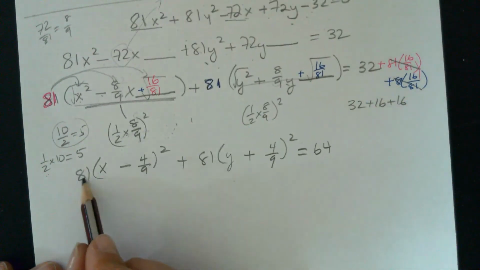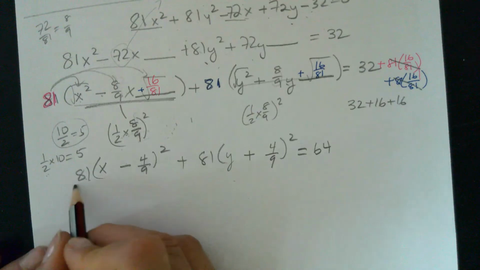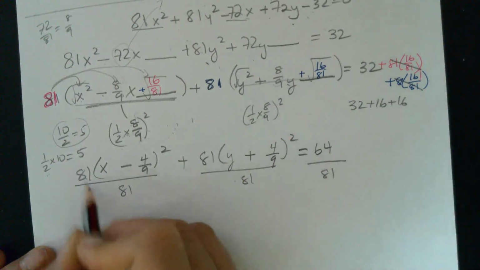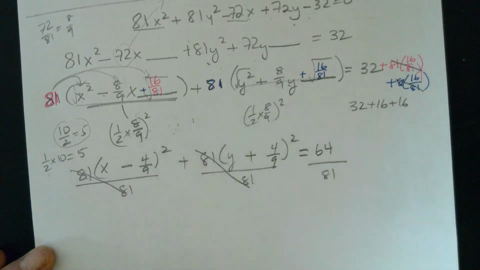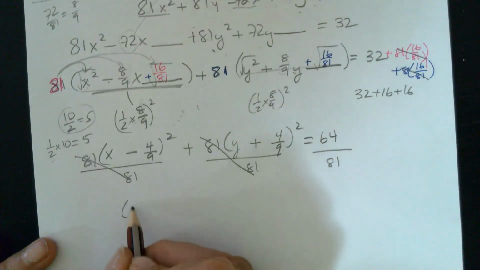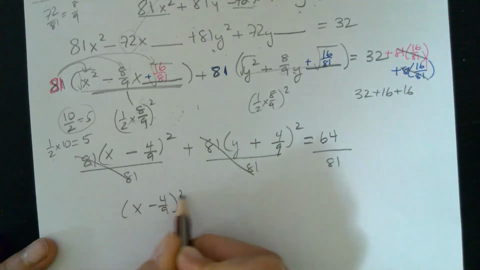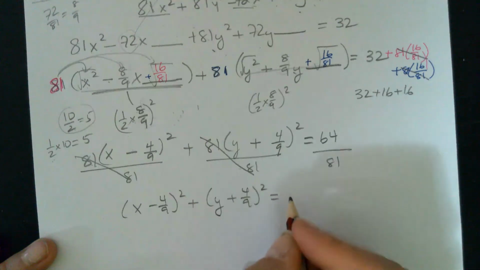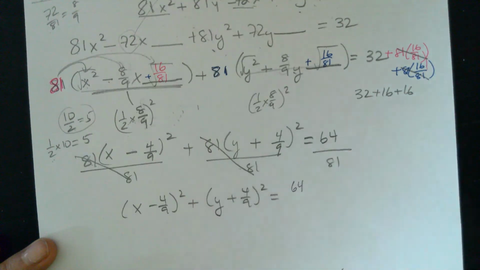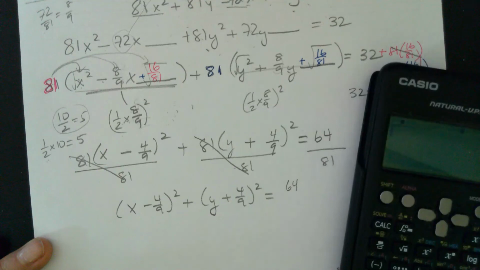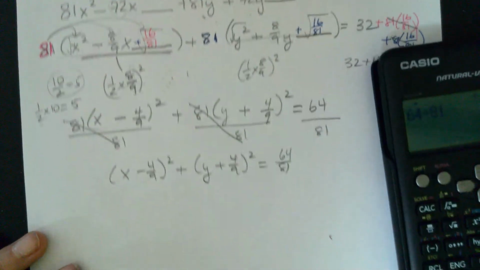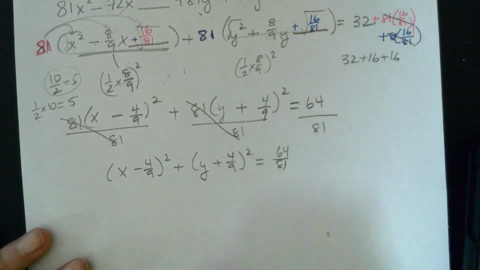Now we have to get rid of these 81s. So I'm going to divide everything by 81. Same over same is 1. Same over same is 1. So now I'm left with x minus 4 over 9 squared plus y plus 4 over 9 squared equals this weird thing. Let's check to see if we can make it more simple. 64 divided by 81. No. Okay. So now we have it in center radius form.